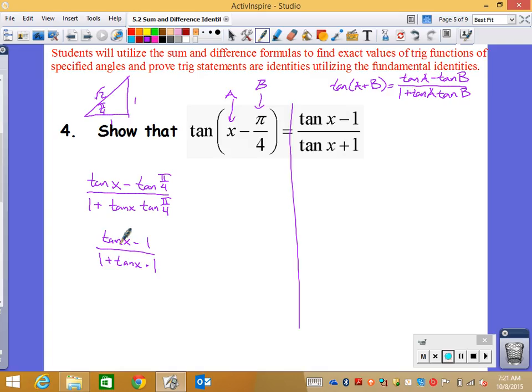Now notice we have a tangent x minus 1 divided by 1 plus tangent x. Well, the bottom isn't quite right, but remember with addition I can add in any order. So I can swap around this denominator here. So I get tangent x minus 1 in my numerator divided by tangent x plus 1. Smiley face, we are done.